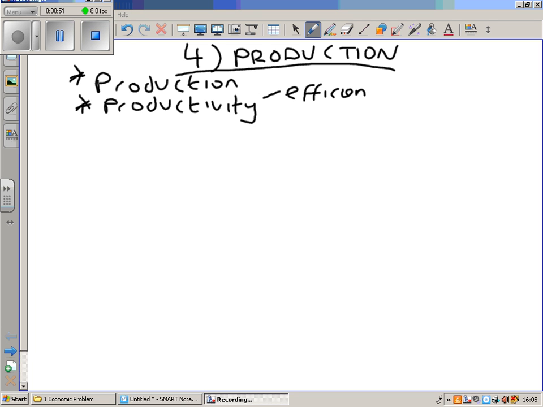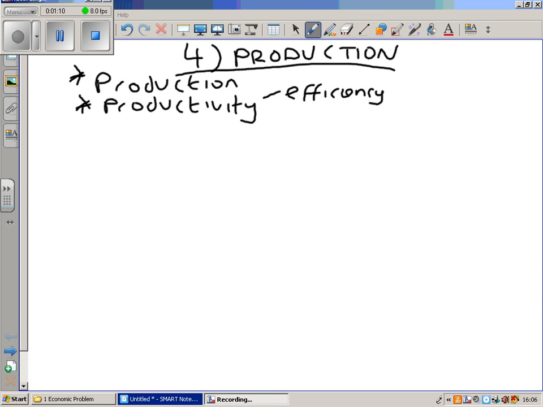That in turn should mean that business can produce more without increasing resources, which means that costs should fall, which means that they can potentially raise their competitiveness as a business, maybe lower their prices, which would help out customers, or in turn increase their profit levels.